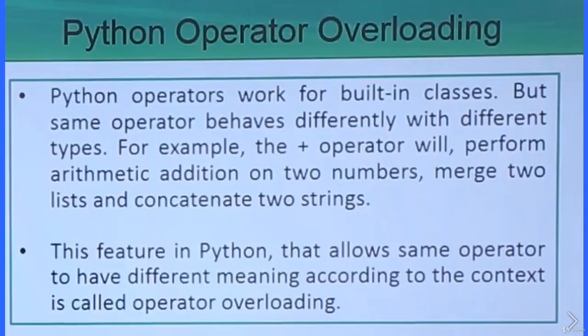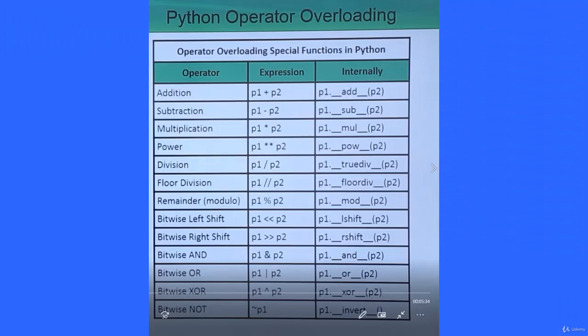The same plus operator will merge two lists and concatenate two strings. So depending upon the input argument type, the operator will have different purposes, and different operations are carried out, and that is known as operator overloading. This feature in Python that allows the same operator to have different meaning according to the context is called operator overloading.